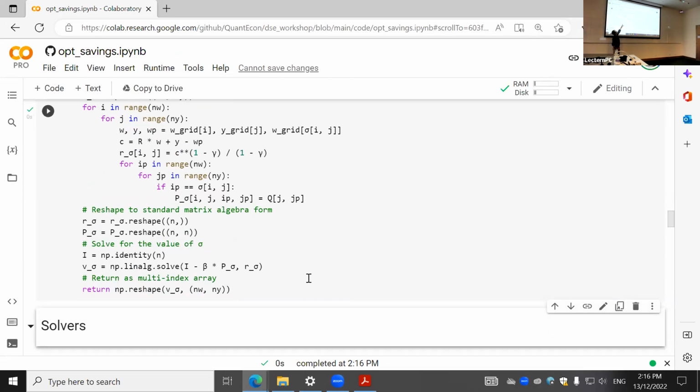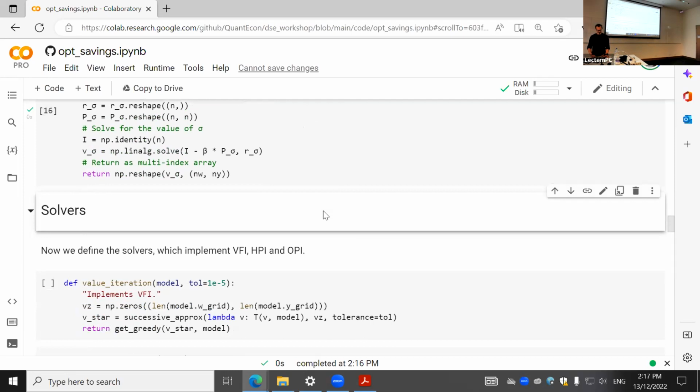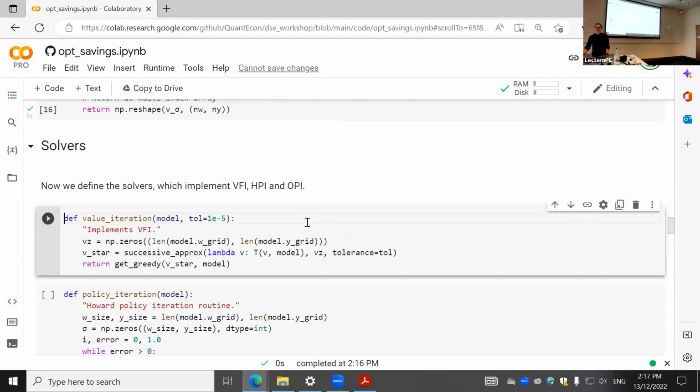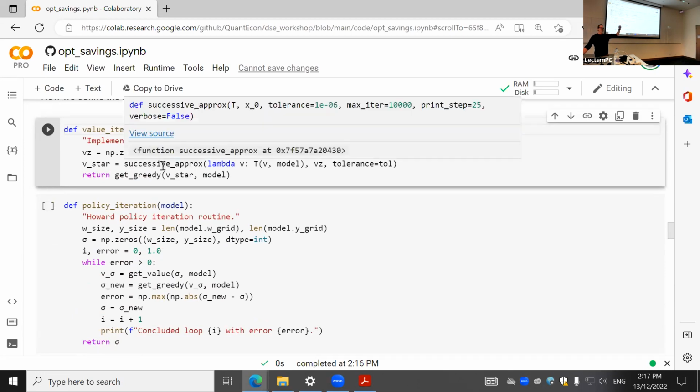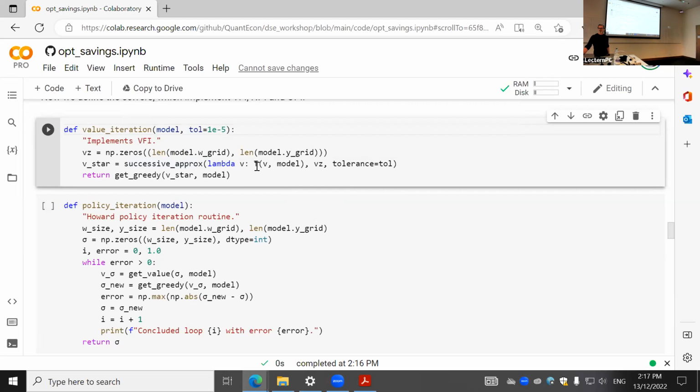And then this linear.solve is applying a standard solve for linear systems, which is coming out of the NumPy library, which falls back into something like LAPACK, which is very efficient for linear systems. Now from here, defining things like value iteration or Howard policy iteration is very straightforward. For value function iteration, I'm just going to apply successive approximation, that's fixed point iteration, to the Bellman operator T. Let's not worry about all the little details here.